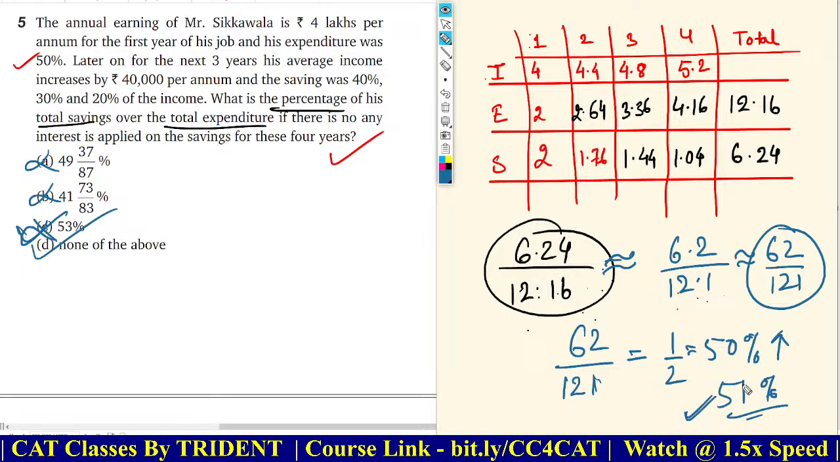So a little more than 50%. How much more? If you want to calculate, there is always going to be a calculator. You can calculate it, but you can see that because the options are far apart, none of the options actually satisfy this one. Okay, interesting questions. Not very easy, not very difficult. Something that we can definitely tackle in exams.